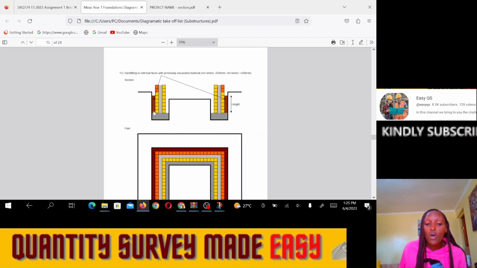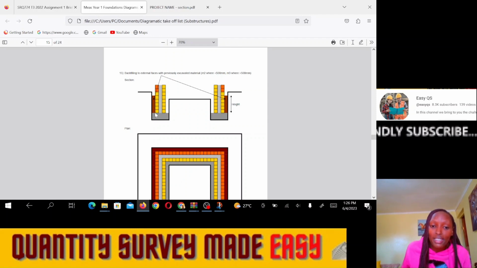Mostly it's soil. When we are backfilling, we are told that backfilling the external faces which were previously excavated is measured in meters squared if the width is less than 500. If it's less than 500, we measure it in meters squared. If it's greater than 500, we shall measure it in cubic meters. So how do we measure it in meters squared? Assuming this width is less than 500, we shall measure it in meters squared.